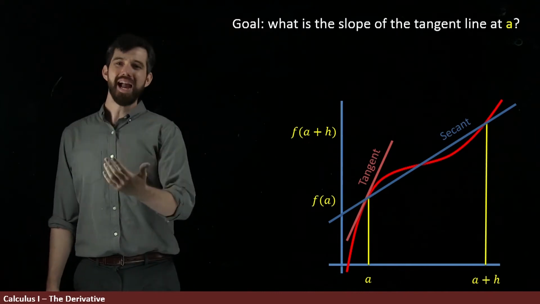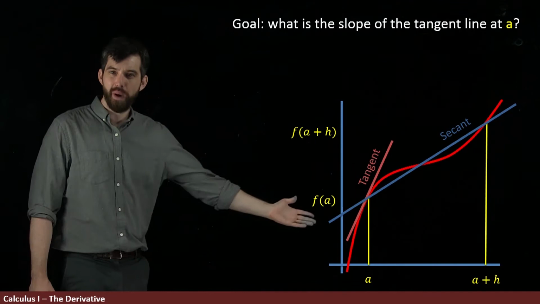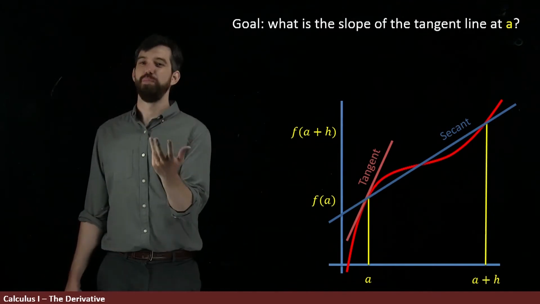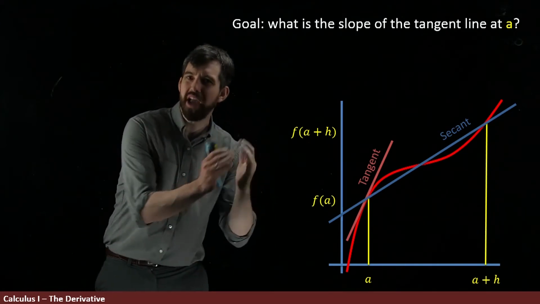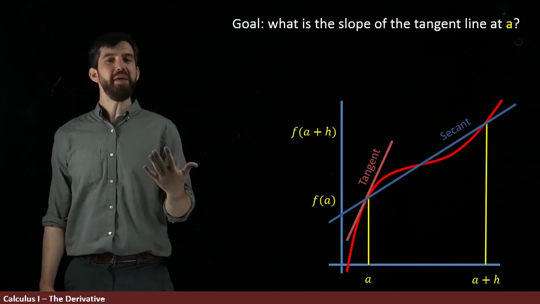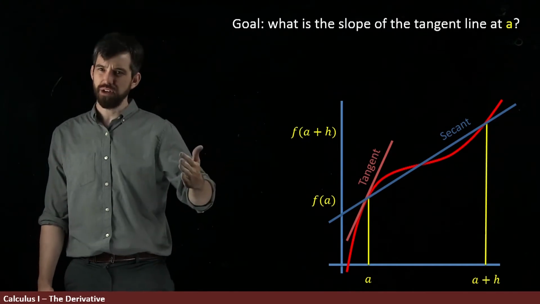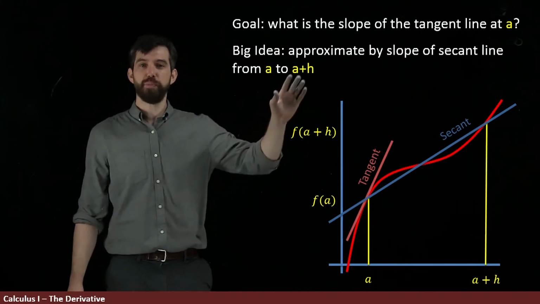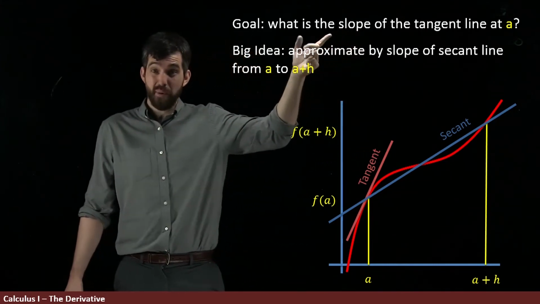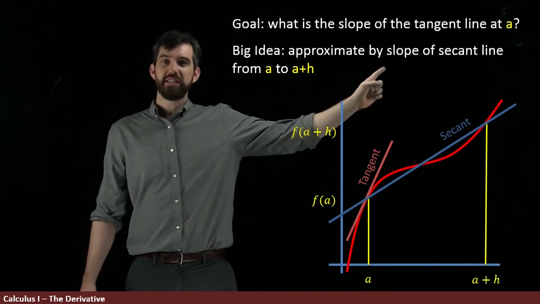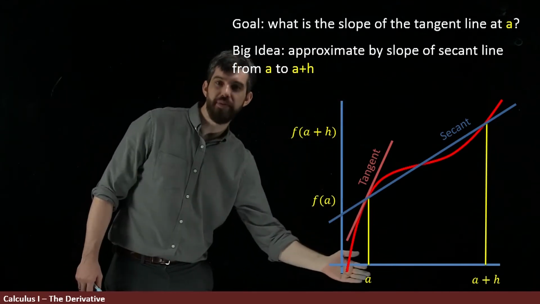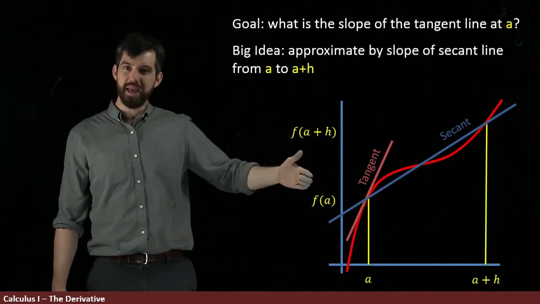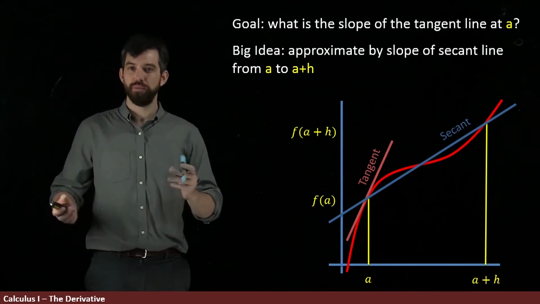Now, the big idea is this. I've drawn them far apart with a big value of H, so they don't look like the same line. But imagine H was really small. Imagine your points were right close together. Then my claim is that the secant line and the tangent line are a pretty good approximation. So that's our big idea. We are going to approximate the tangent line, the one I want to figure out, by the slope of that secant line that goes from where x is A up to where x is A plus H. And whatever that slope is, that's going to be our approximation. So let's try to figure out what that is.